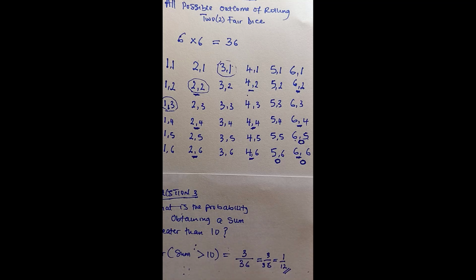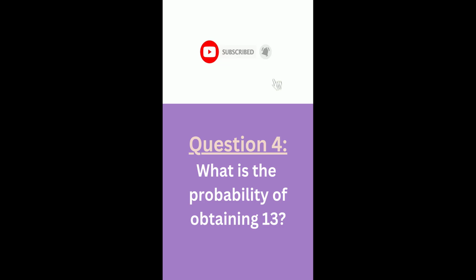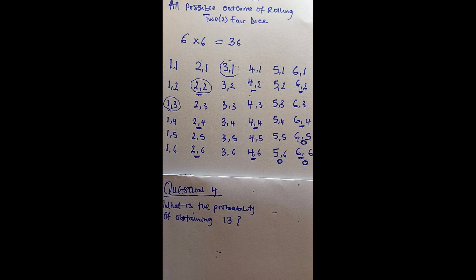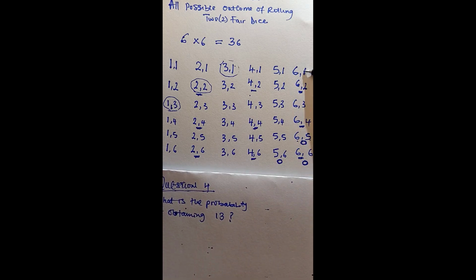So we see in the next question. Question 4 says, what is the probability of obtaining 13? Tricky. Let's see from our sample space. From this very line, the maximum we have is 7, because 6 plus 1 is 7. From this line, the maximum is going to be 8, 9, 10, 11, and 12. So there is no possible chance of having 13.